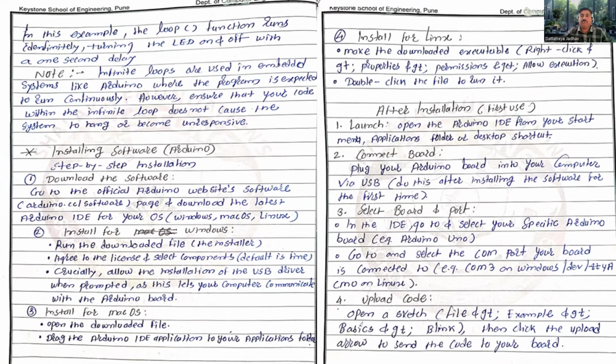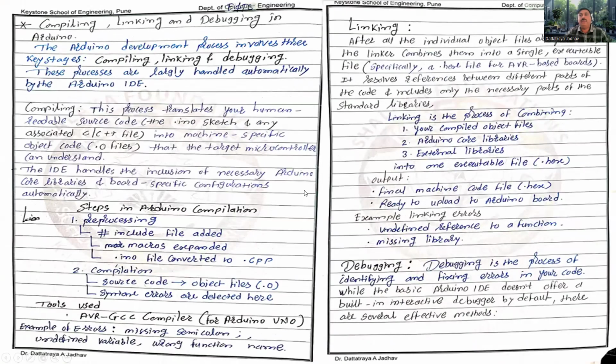So this is a way of communicating a number of parameters. Considering these, after the installation, there is one topic we mostly consider: compiling, linking, and debugging in Arduino. So how do we compile, how do we link, and how do we debug your programs related to the Arduino? The Arduino development process involves three key stages. First is compiling, second is linking, and third is debugging. So we go one by one.